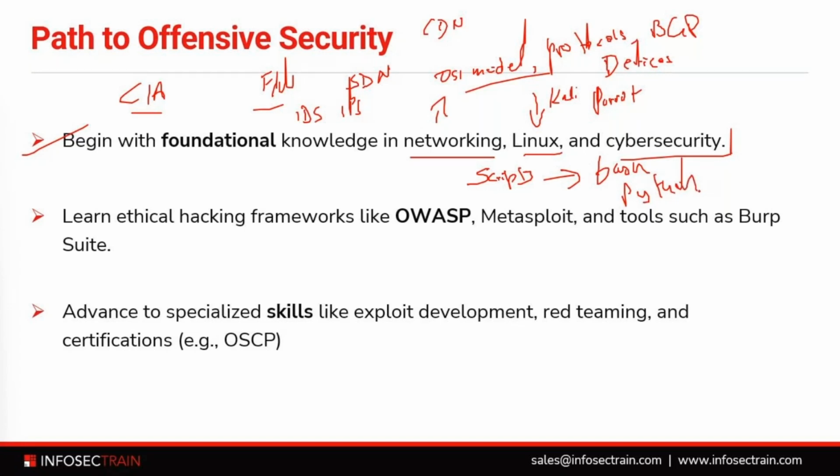Now, once you are done with the scripting part, then you will move to the advanced part. So you will learn ethical hacking frameworks, like OWASP for web applications and Metasploit for exploitation. The Metasploit framework gives you multiple tools, like exploit codes to exploit different vulnerabilities. Then Metasploit also has payloads, right? The payloads that you send to the target machines to get access to the machines.